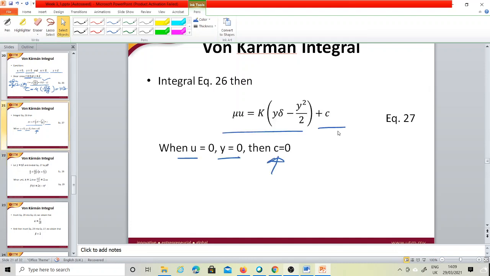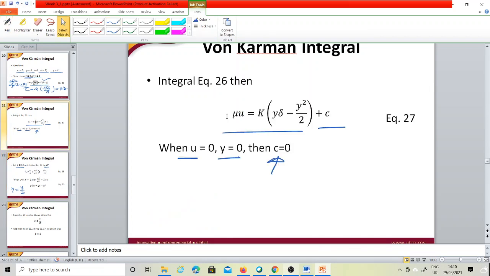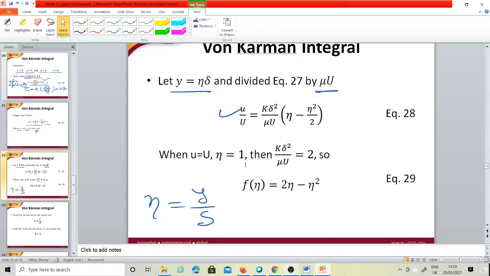So now you have this expression, right? You already know the C. So now you substitute the value of eta delta, because you know that eta is equal to y by delta. So y is equal to eta delta. You put the value of y, transfer to delta, and divide by mu U. Then you will get this expression from equation number 27. Why do we do this? In order to express it in this u by capital U form.